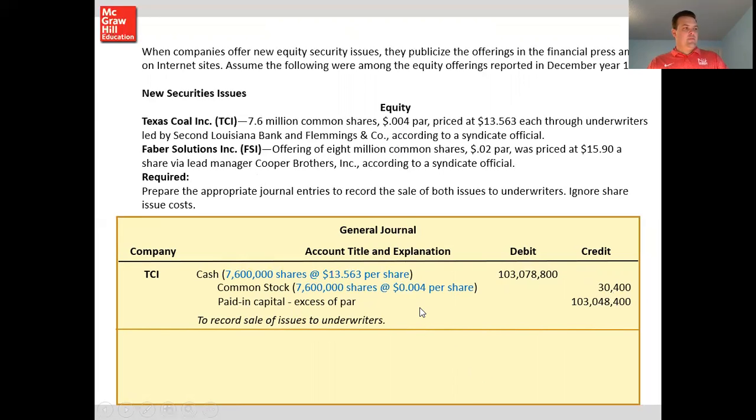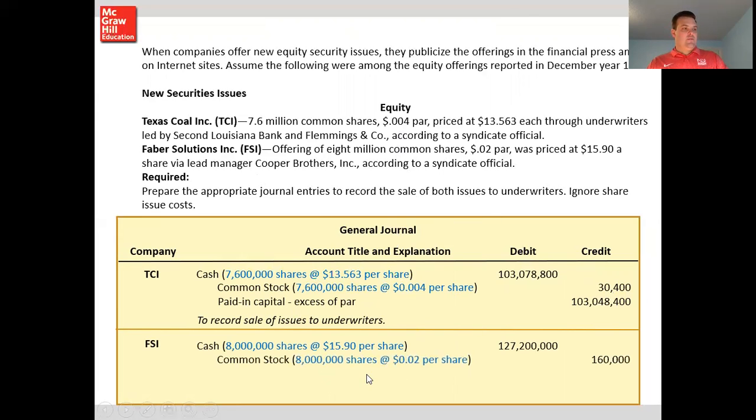And Faber Solutions, similarly, 8 million times the 1590, 8 million times the 0.02, and paid-in capital in excess is the difference. Or like I said, you could take 1590 minus 0.02, which in this case would be 1588, times 8 million would get you the same number.